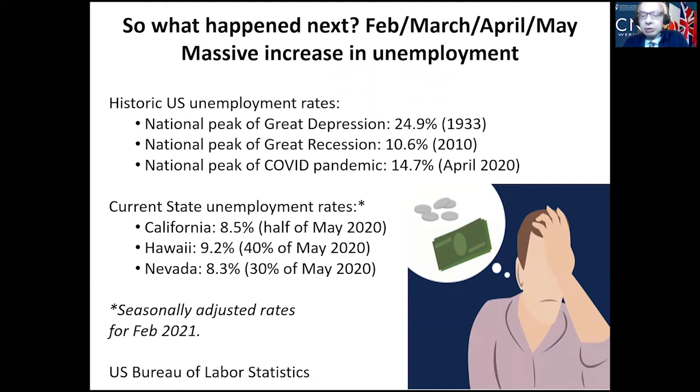In terms of state unemployment rates, California's February 2021 seasonally adjusted rate of unemployment was 8.5%, compared to a Depression-era value of 16.3% in May 2020. So you see how that has rapidly changed, thank goodness, thanks to some of the strong responses by the government and so on. In Hawaii, the rate is now 9.2%, which is 40% of what it was in May 2020. And Nevada is now 8.3%, which is 30% of the value back in May.